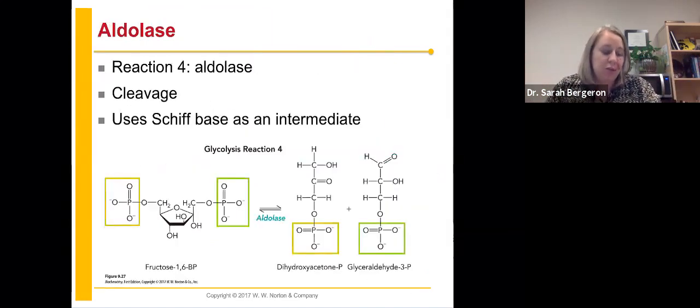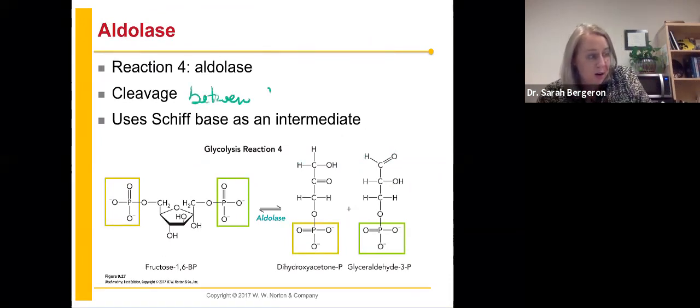Okay, so the next reaction is an aldolase. An aldolase is going to give us a cleavage event. So this is what we want, right? We want to get to the point where we go from having a 6-carbon ring into having 2 3-carbon chains. And so that's what's going to happen. This cleavage is going to be between our C3 and C4 carbons.